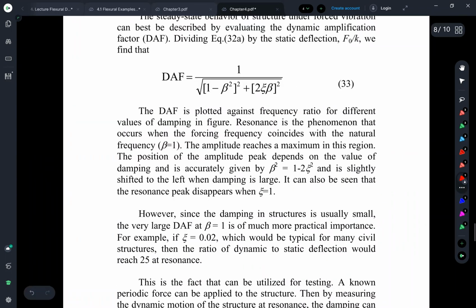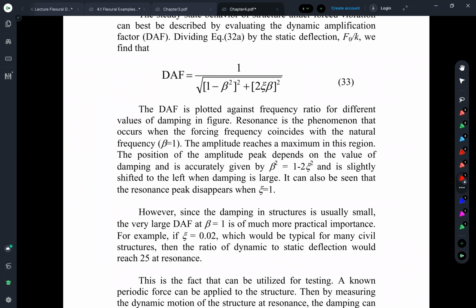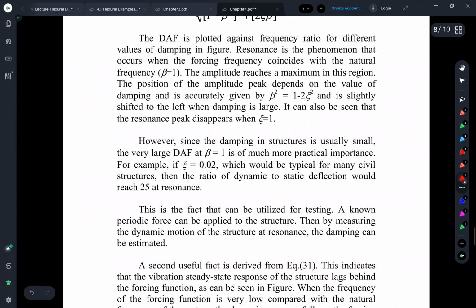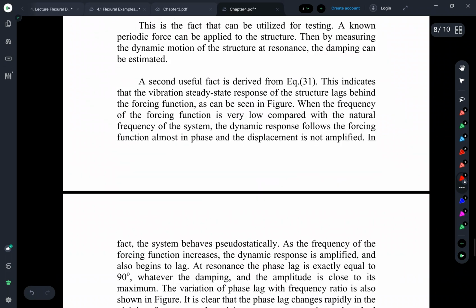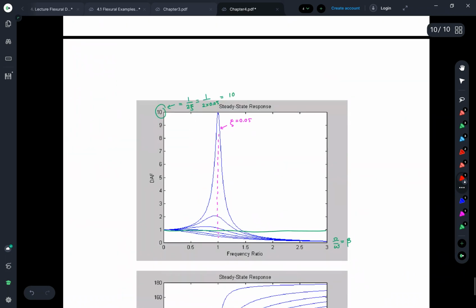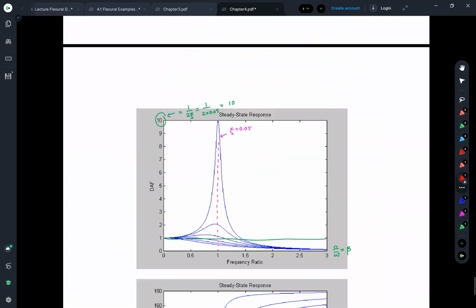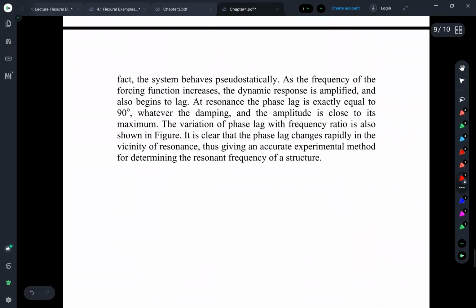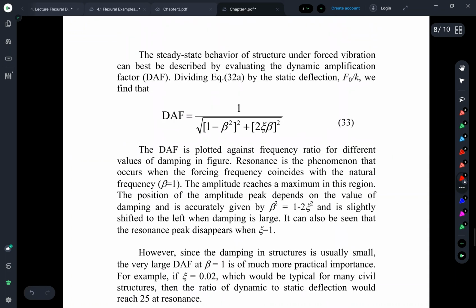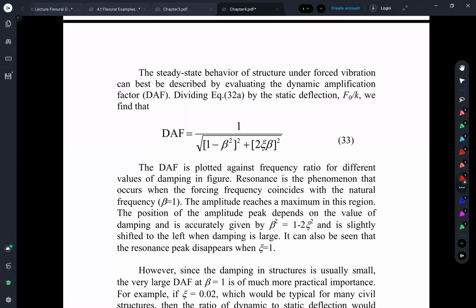Next is about the DAF. Let me quiz you first. Okay. Let me explain to you about the DAF. I would like to finish this part and then perform the quiz. Right? It's 11:40. It could be enough time. Okay.